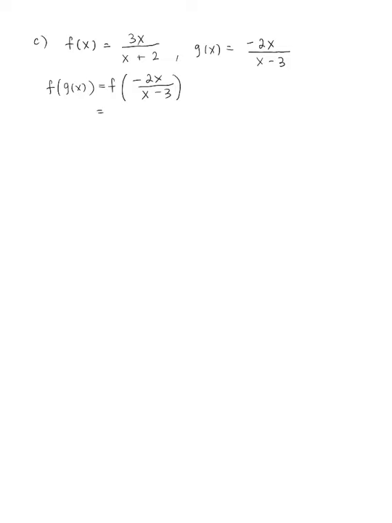So then this becomes, so f is 3x over x plus 2. So you're going to have 3 times, do not freak out, negative 2x over x minus 3. And now the whole thing divided by negative 2x over x minus 3 and then plus 2. Do not panic. We got this, okay? We can do this. All right, now remember the trick.